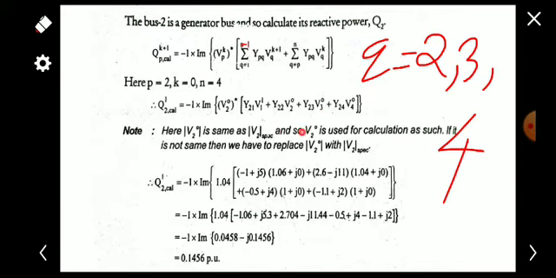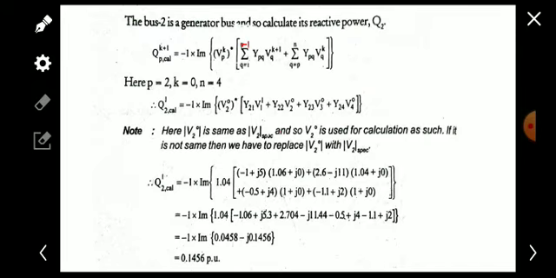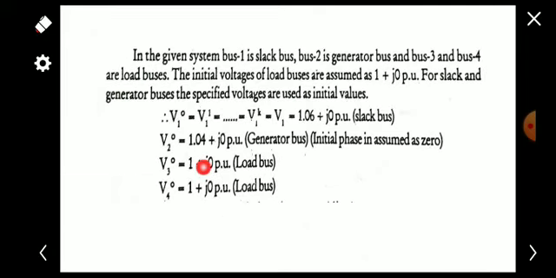Okay, and all these values we know. We know the values of Y21, Y22, we have already calculated in the admittance matrix, and just substitute those values here. And V2^0, we know the value of V2^0, it is already calculated here. V2^0 is 1.04 plus J0 per unit. So substitute all these values and calculate clearly and accurately. Use the calculator wisely, and we will get the calculated value of Q2 as 0.1456 per unit.